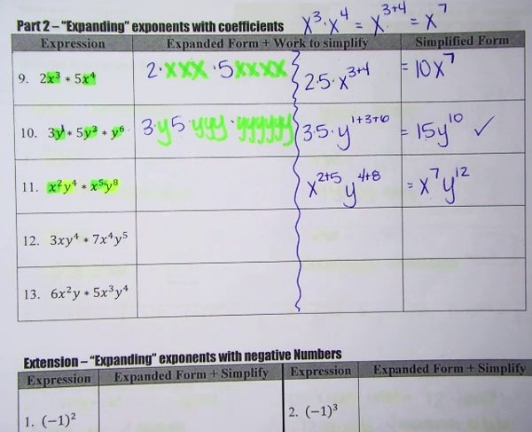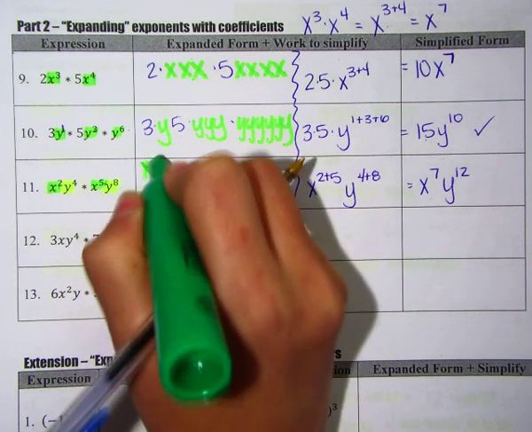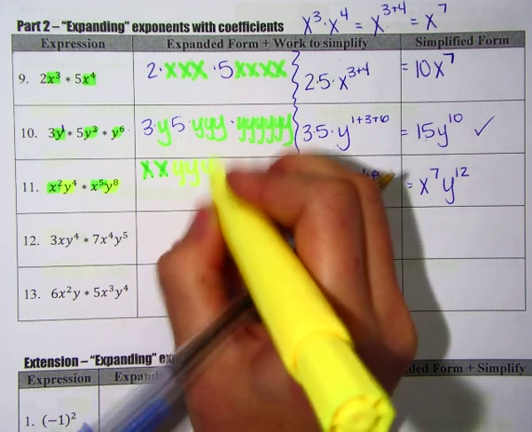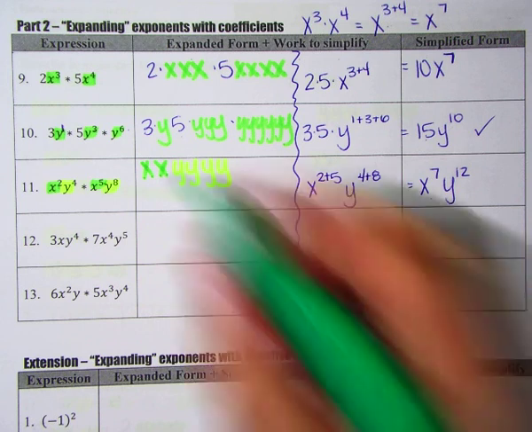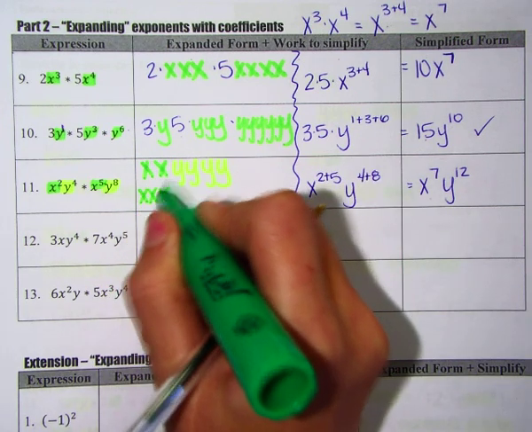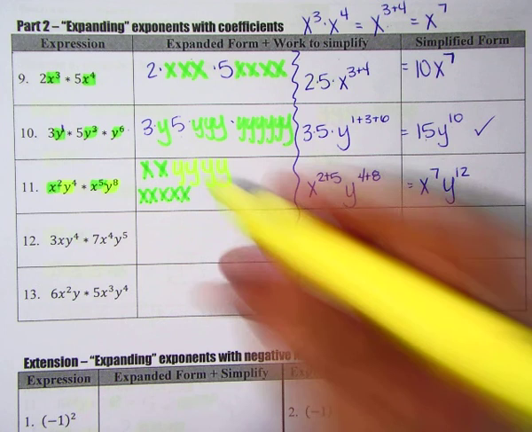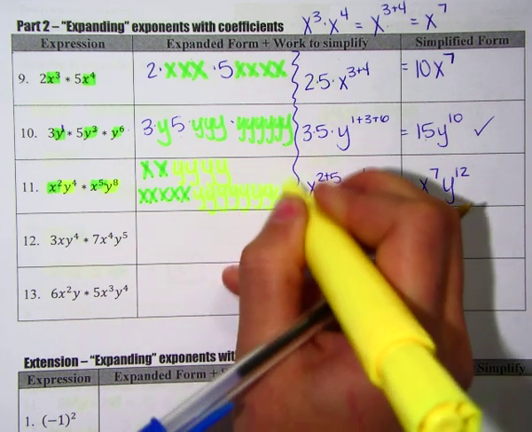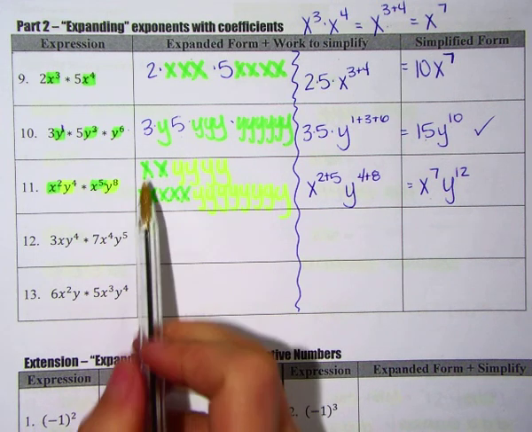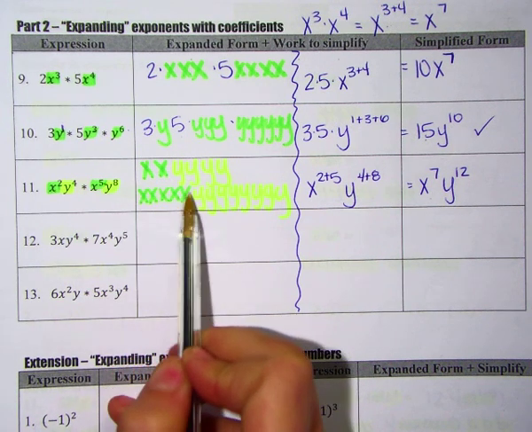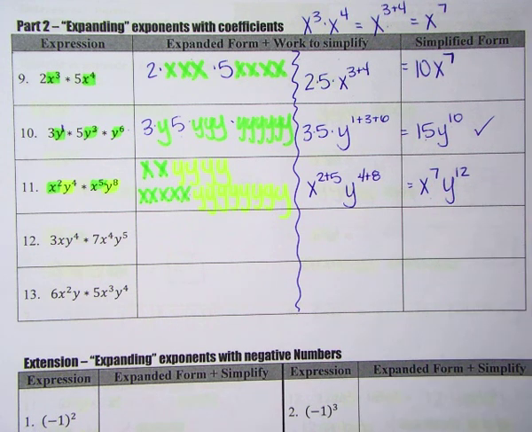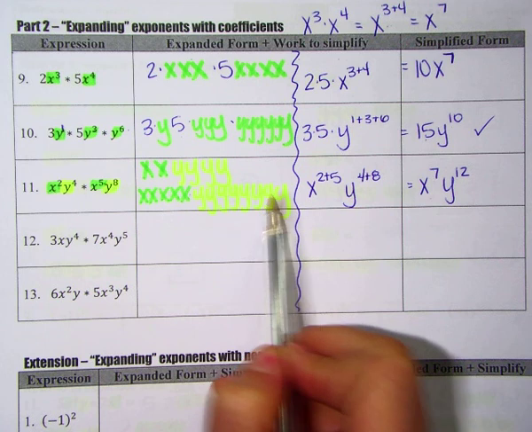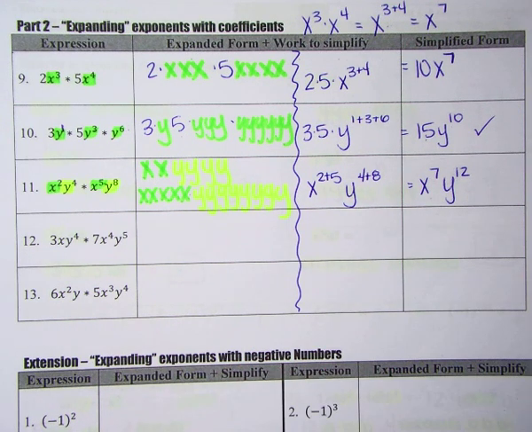Let's go ahead and check that. X squared, x times x, y to the 4th, times x to the 5th, y to the 8th. There's a total of 1, 2, 3, 4, 5, 6, 7 x's times themselves, and 1, 2, 3, 4, 5, 6, 7, 8, 9, 10, 11, 12 y's times themselves.